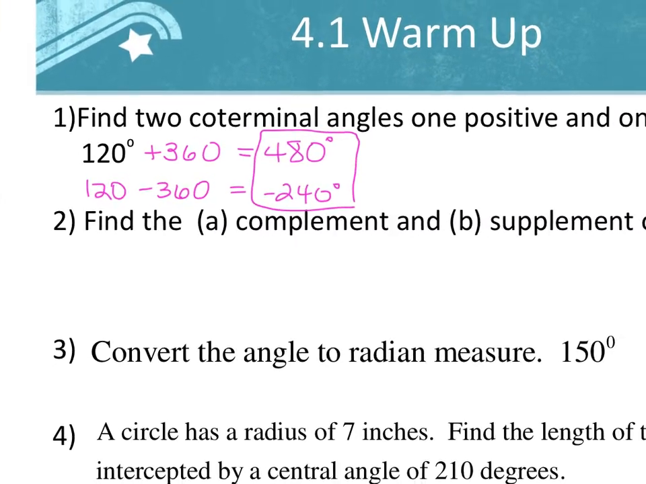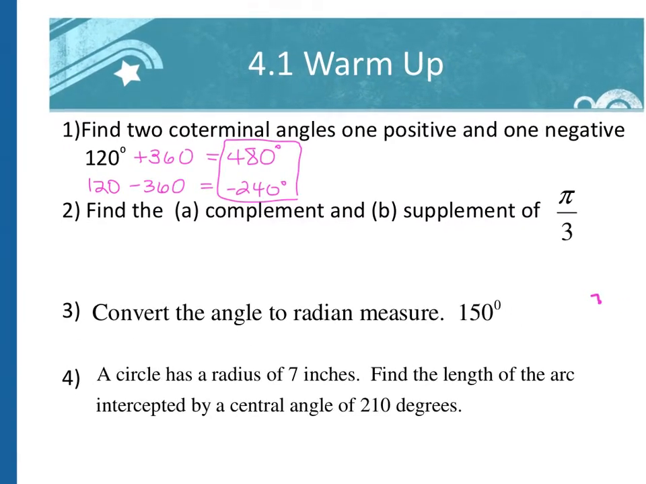Number 2 says find the A complement and B supplement of the angle, and it gives you pi over 3. This time it's in radians, so if I want to find the complement, what do I do? Subtract the angle from pi over 2 for the complement. Good. And for the supplement, we'll subtract the angle from pi. So in radians, for the complement, I'm subtracting from pi over 2 because that's 90 degrees. And for the supplement, I'm subtracting from pi because that's 180. And we said if this is negative, then there is none of those. So you want to see if 1/3 pi is bigger than 1/2 pi. And it's not, so I'm going to continue. If it was bigger than 1/2 pi, I would say there's no complement. And if it was bigger than pi, I would say there's no supplement.